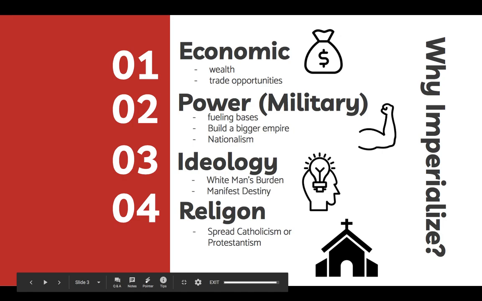And some people believed manifest destiny still applied to this. Like it's our destiny to expand westward. Yes, we need to go take over those islands and take over more countries. That is our destiny. And the last one is pretty common, and it is religion. And of course, I'm making the praying symbol. That's how you remember that one. And that is to spread Catholicism or Protestantism. Either way, mostly it was Protestantism.